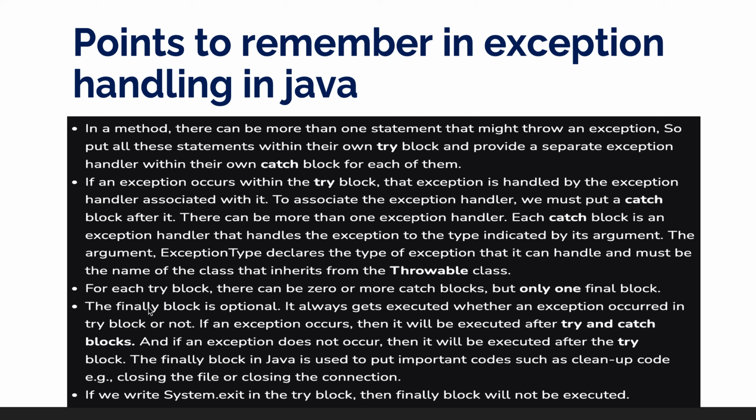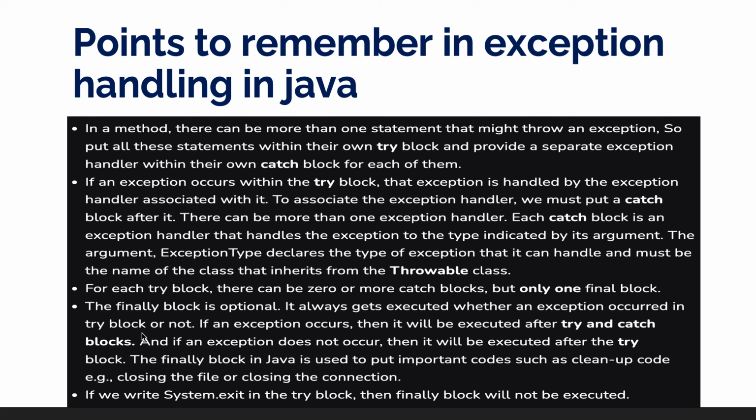The next important point to remember is that for each try block there can be zero or more catch blocks, but only one finally block. Meaning there can be one try block and multiple catch blocks, or one single catch block, but in the case of finally there can be only one finally block, right?